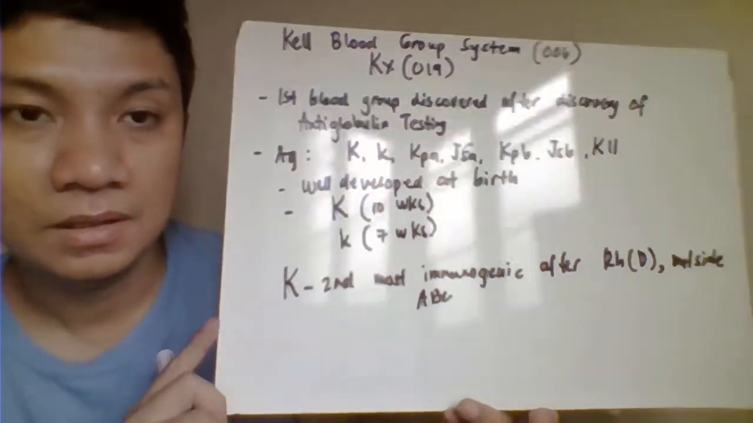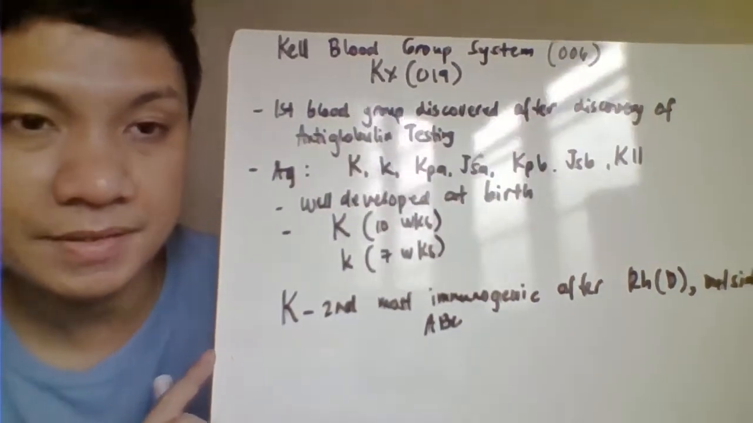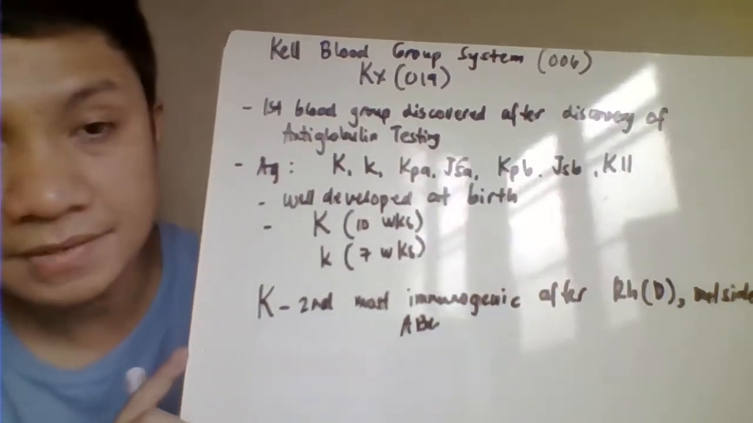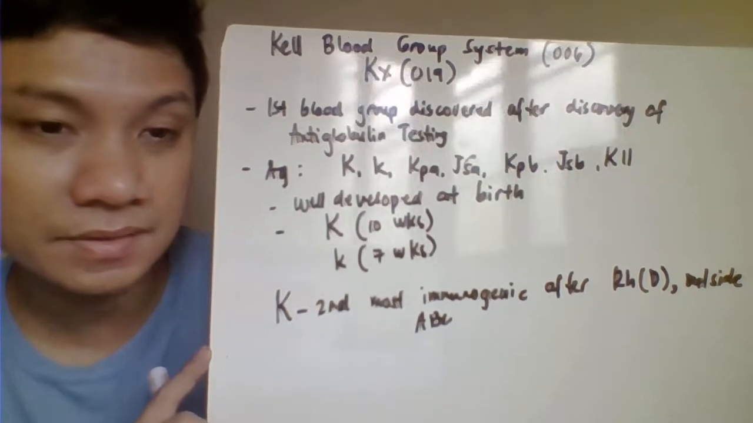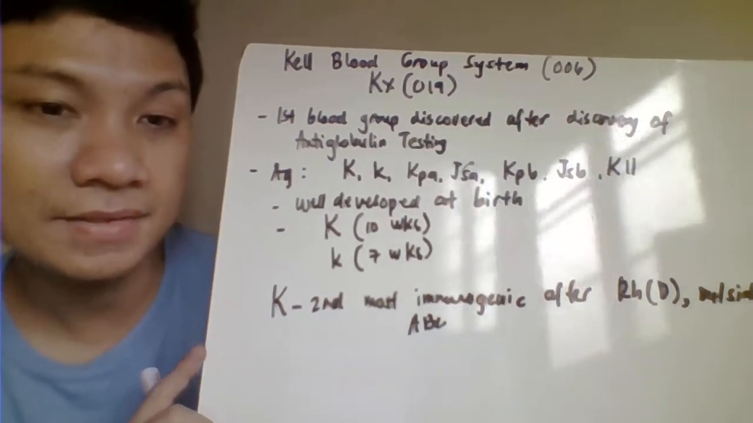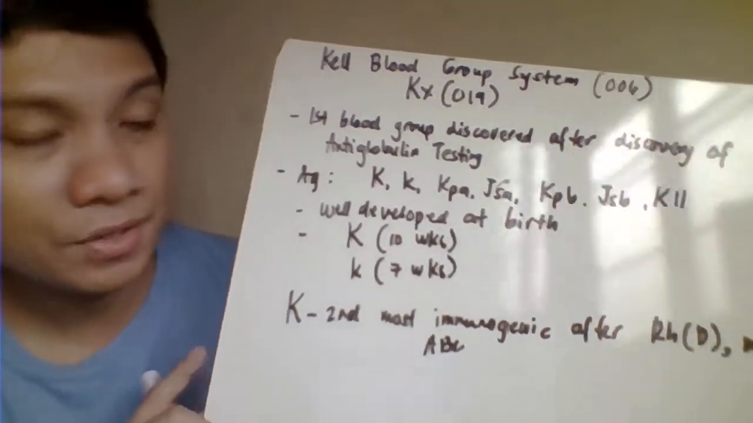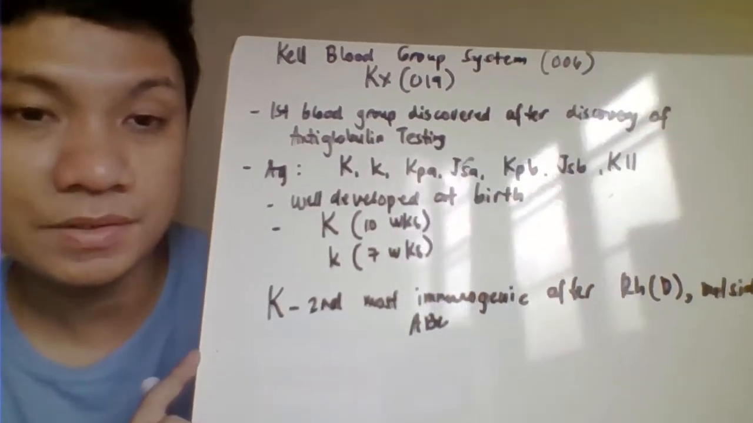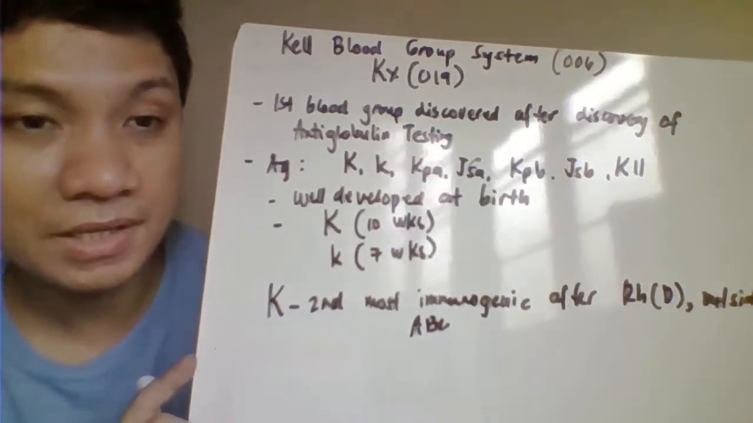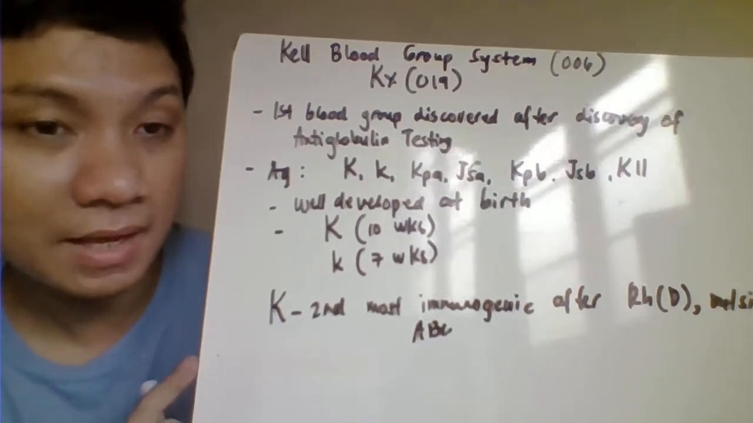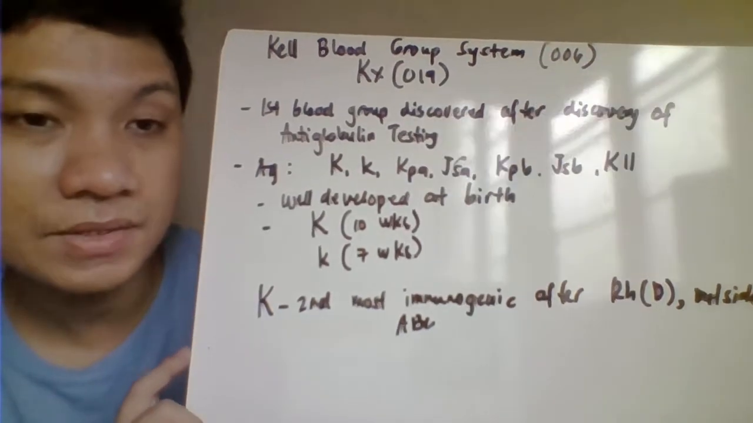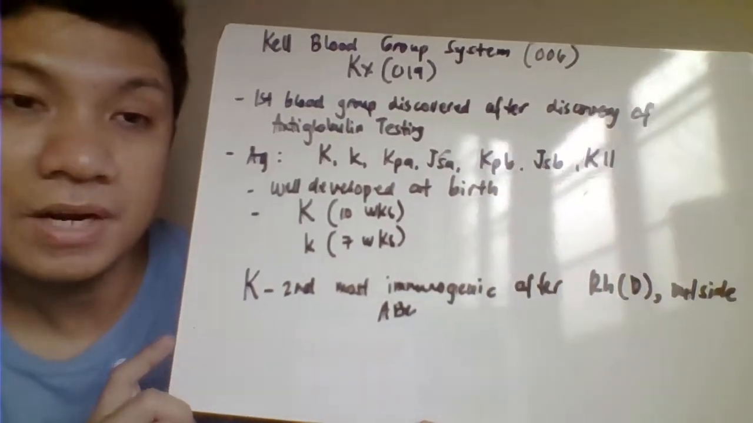Okay, so we have here the Kell blood group system. This includes your Kell 006 ISBT classification number and the KX with 019 classification number. The Kell blood group system was the first blood group discovered after the discovery of antiglobulin testing, and it includes the antigens belonging to the Kell blood group system.